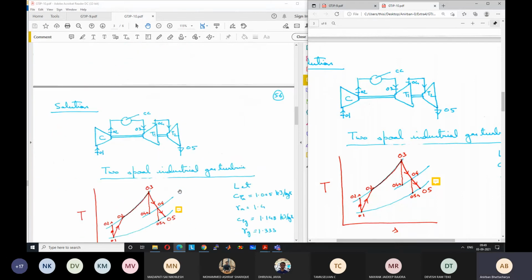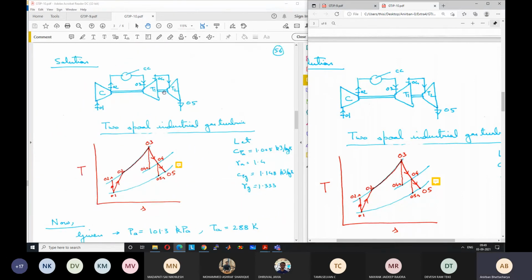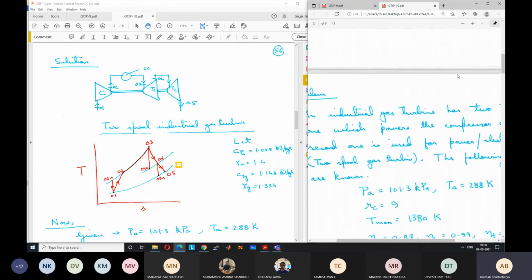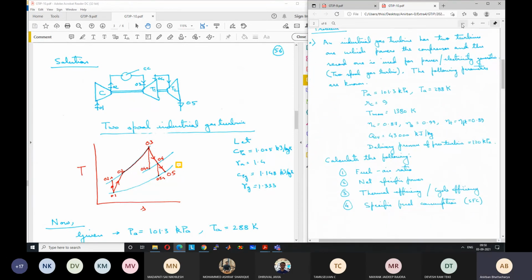So let us take a look at this problem. Only 10 minutes are left, but we will go quickly and then you can try to solve on your own. If any doubts are there, we will discuss in the next class. So inlet condition: I will keep the data here, and later we will keep the diagram. Remember, we will solve using stagnation properties.